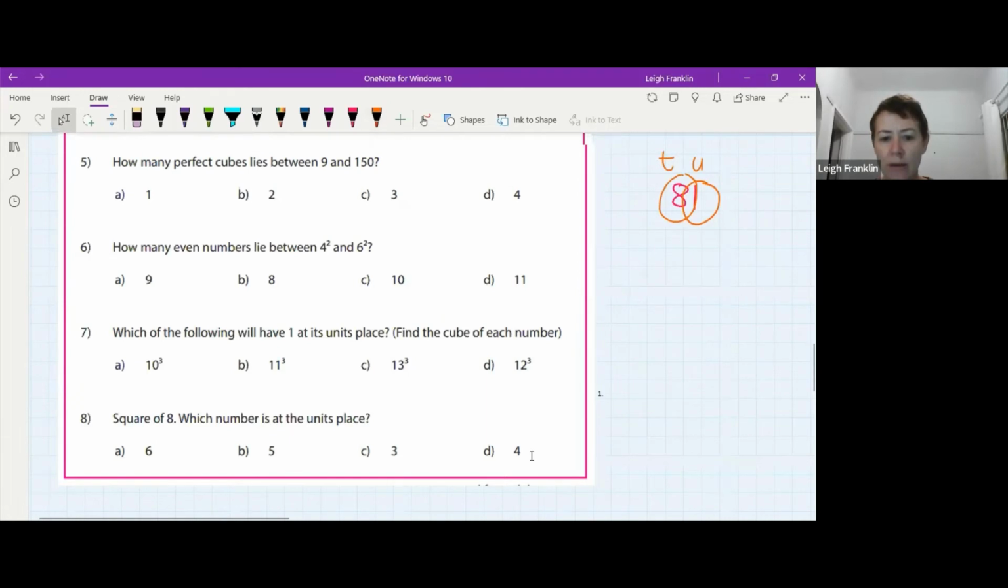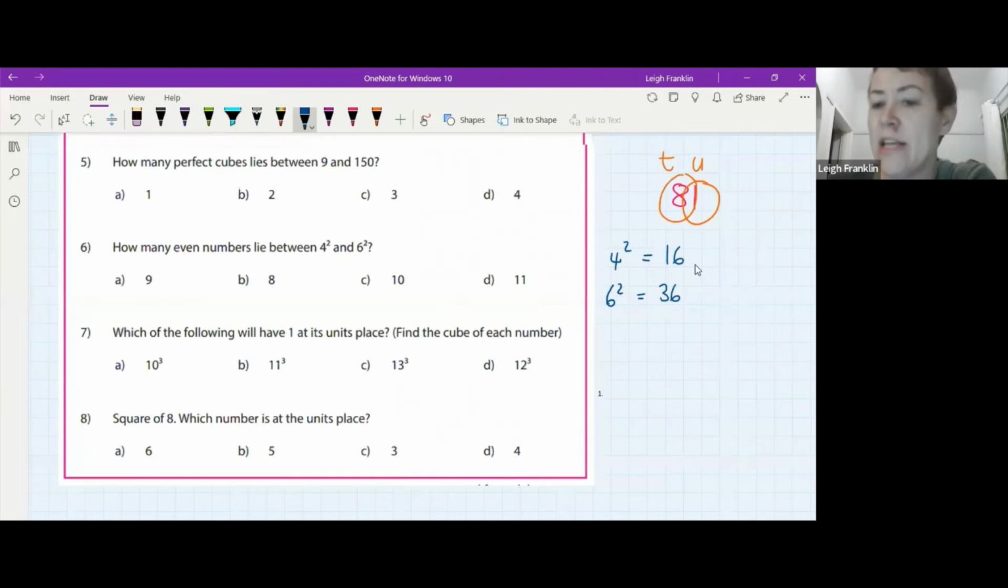Excuse me, ma'am. I don't understand number 6. Okay, so Asemahle, what is the value of 4 squared? 16. Exactly. And what is the value of 6 squared? 36. Absolutely. Now you need to count how many even numbers there are between 16 and 36.